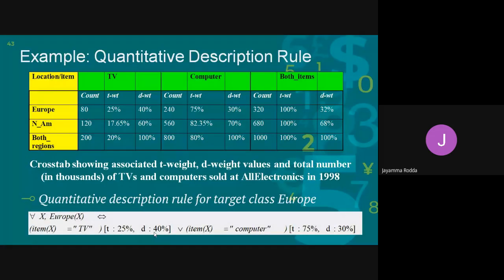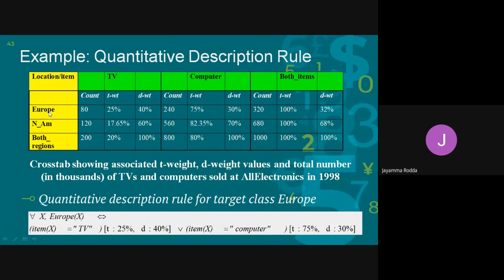So this is the example for the quantitative description rule. So here we are given T count, T weight and D weight for the sales database that we obtained from the all electronics database. This can be called sales information. The sales information is represented like this along with the T count, T weight and D weight.